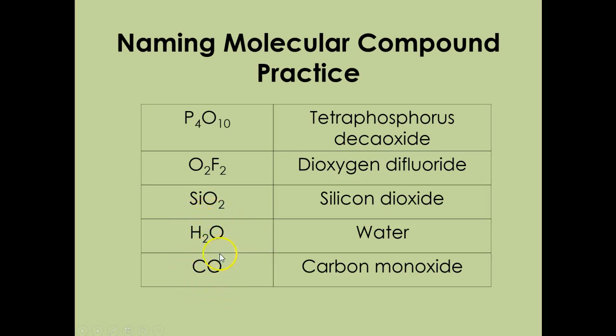Carbon monoxide, and this is actually an example that we haven't looked at yet, in which there's one of the first element and there is one of the second element. We do not use mono for the first element when there's only one, but we do use mono for the second element when there's only one. So this is called carbon monoxide.